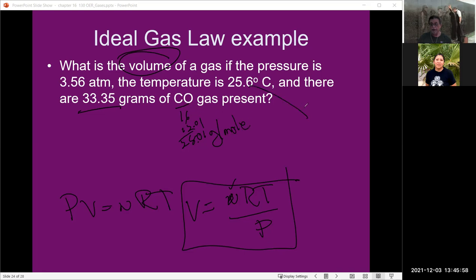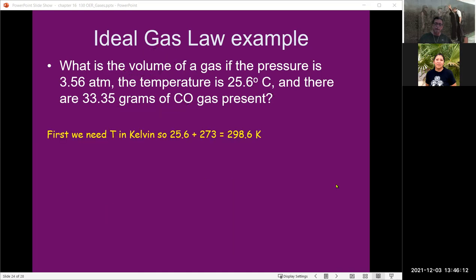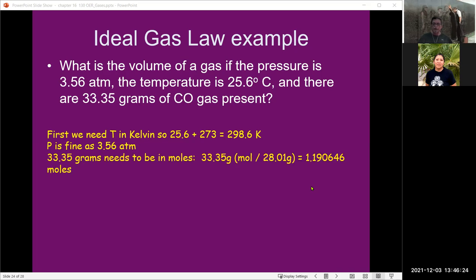We need this temperature in Kelvin, so we're gonna add 273 to that, all right? And atmosphere was good, okay? We're gonna do some additional calculations and change 25.6 to Kelvin. It's 298.6 Kelvin. Pressure is fine at 3.56 atmosphere. We need to convert 33.35 grams of carbon monoxide to moles. Okay, I wouldn't truncate anything here, so you can see that long number of 1.190646. Okay.